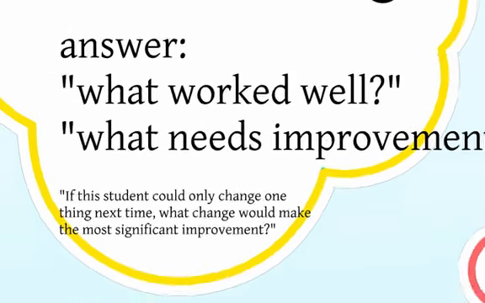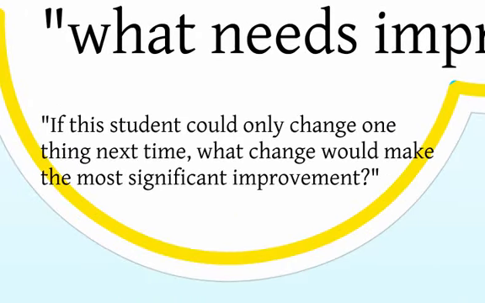As an evaluator, you can narrow the scope of your feedback and reduce the amount of it by asking and answering, if this student could only change one thing next time, what change would make the most significant improvement? By limiting the feedback to the highest impact areas of improvement, not only have you focused your feedback on specific items, but you've also saved yourself a significant amount of time commenting on every small error.